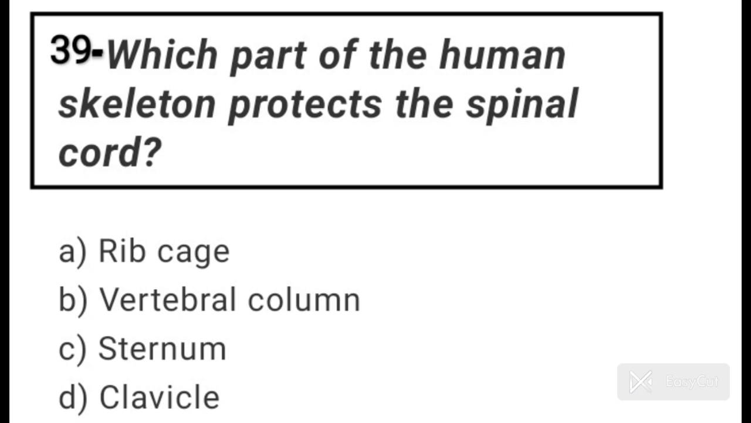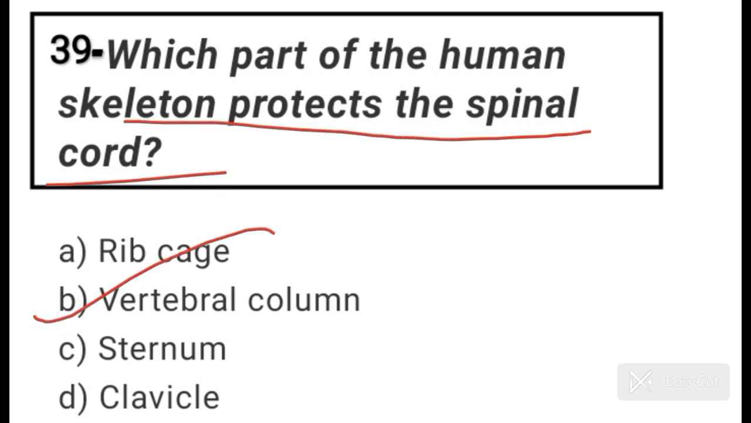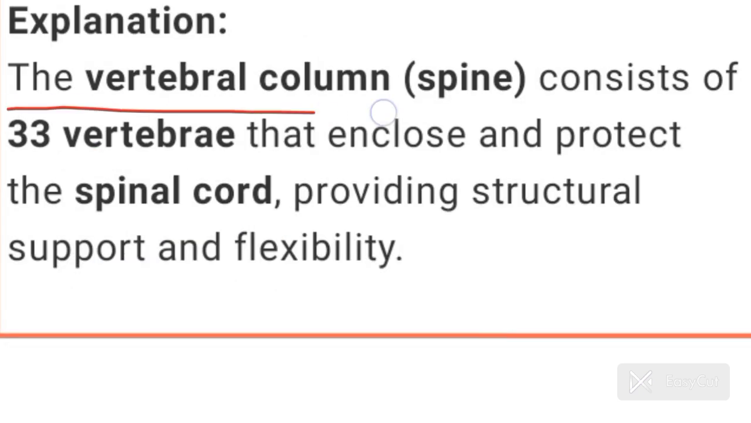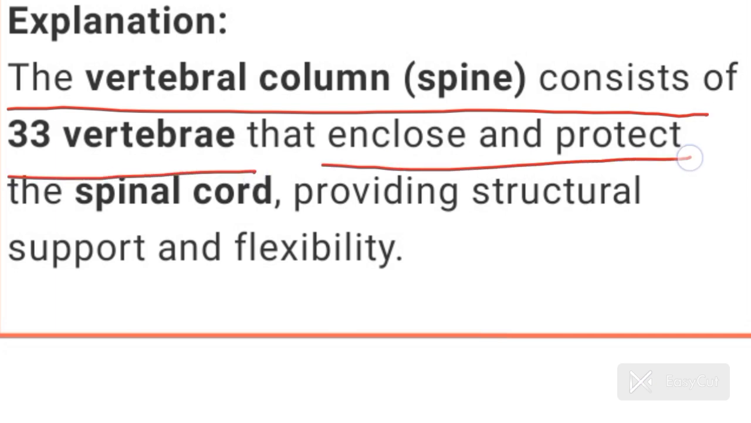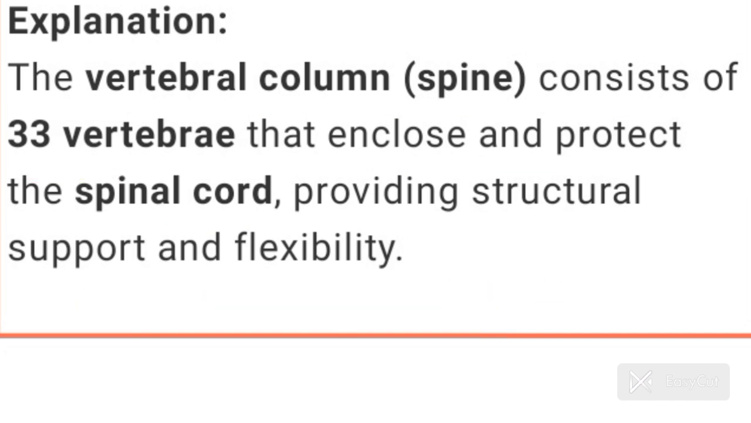Which part of the human skeleton protects the spinal cord? So vertebral column, option B is correct for question number 39 because vertebral column protects the spinal cord. The vertebral column consists of 33 vertebrae that enclose and protect the spinal cord, providing structural support and flexibility.